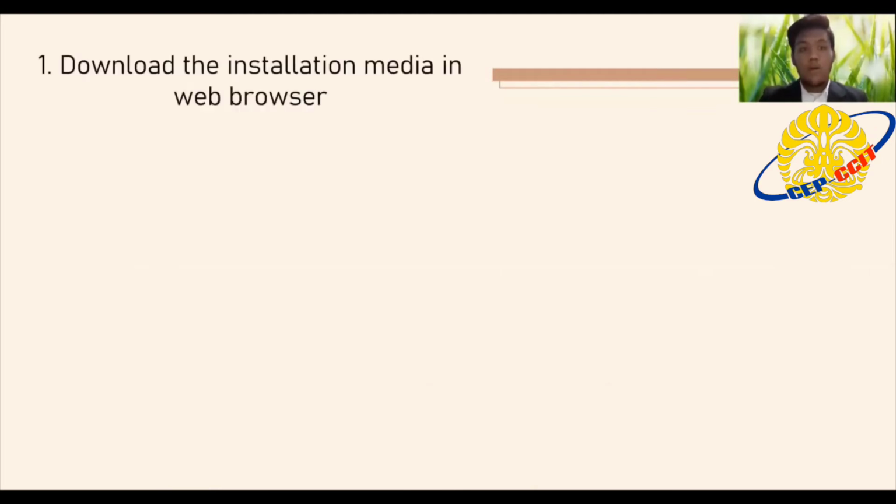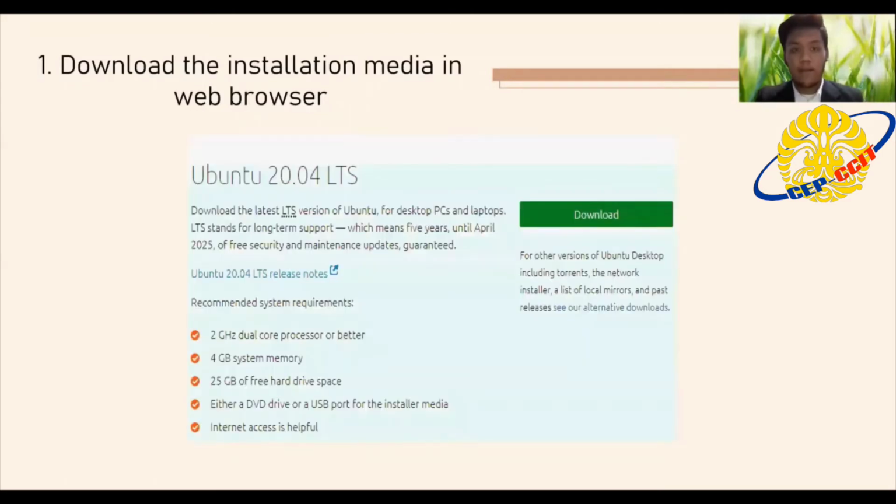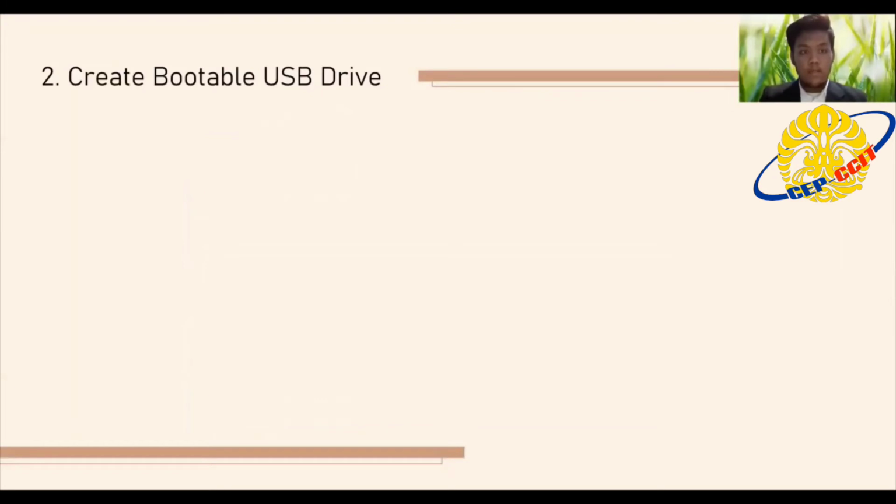Step 1. Download the installation media in web browser. Visit the Ubuntu download page and pick a version suitable that needed. Then choose the version, click the green download button, and save the file. Step 2. Create bootable USB drive on Windows and please install a third-party utility called Rufus to create a USB bootable drive.